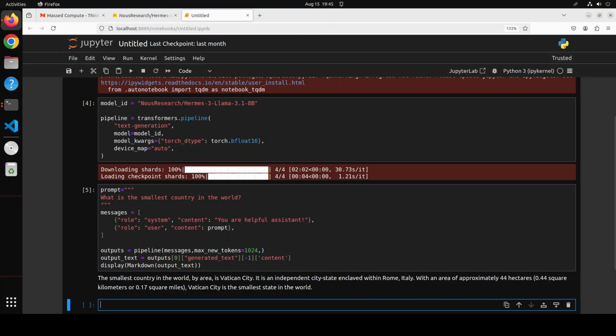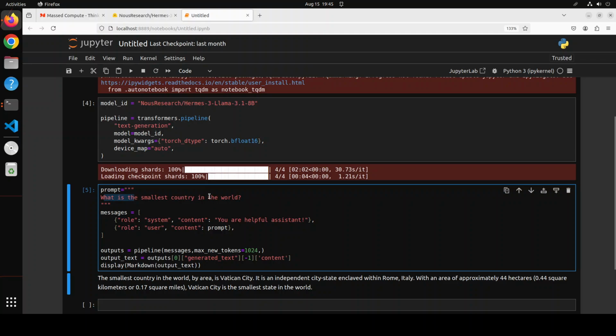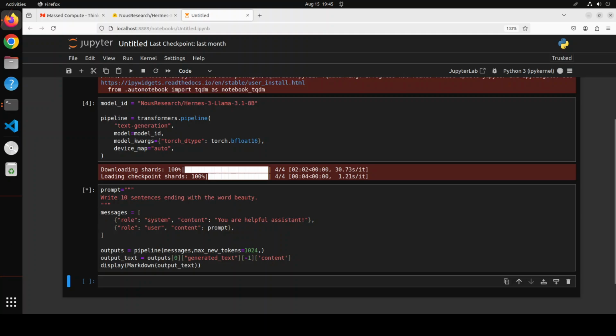And there you go, the answer is spot on, that the smallest country in the world is Vatican City. Okay, let's try to ask it a bit harder question, which is failed by most of the models, but the original Llama 3.1 was spot on. So I'm asking it, write 10 sentences ending with the word beauty. Let's see what this model does.